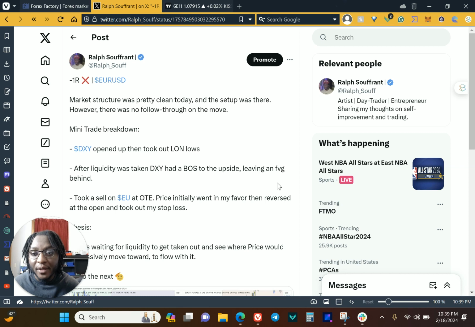And DXY opened up very aggressively and it took out the lows. After that, it left an FVG, which I was waiting for. EU also did the same thing on its end, and I was waiting for price to pull back into that fair value gap, redistribute the price, and then take buys, right? Take buys on EU and target some... no, take sells on EU. I am mistaken. Take sells on EU and then continue to flow with the trend.